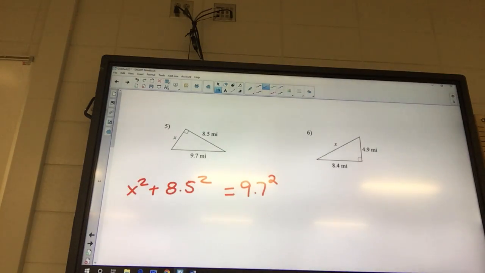So does it matter what order it goes in? No, so if you wrote 8.5 first squared and then plus x squared, those don't matter, but the c does matter. The c's always got to be by itself, after the top numbers, alright.